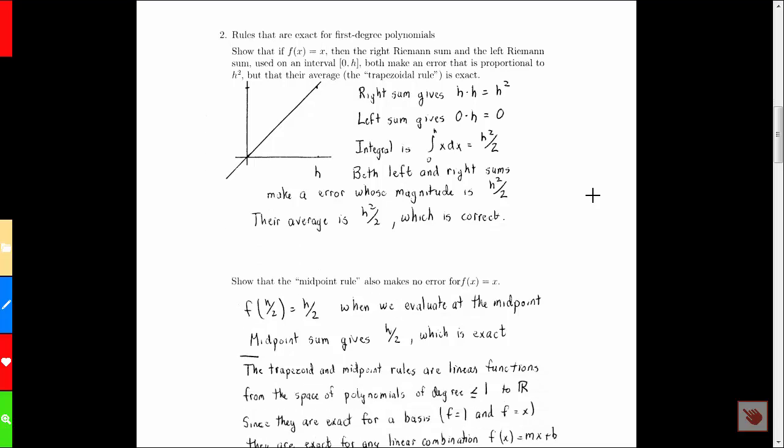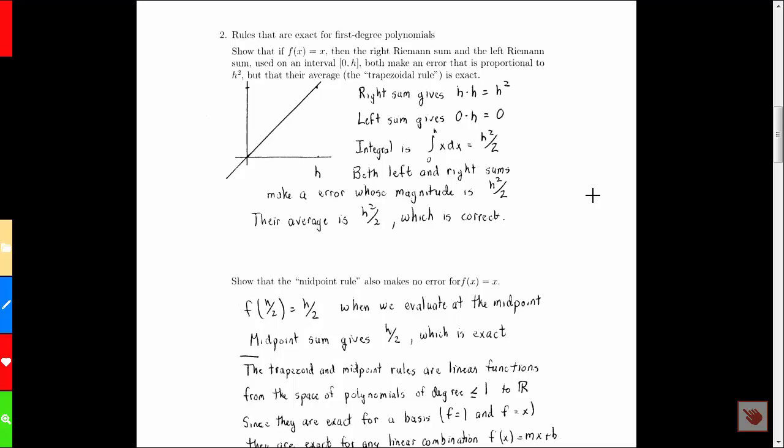Now let's look at some rules that are exact for first-degree polynomials. I'm going to consider just integrating the identity function f of x equals x on the interval from 0 to h. And let's try this with the right Riemann sum. We evaluate the function at the right endpoint, where its value is h. We multiply by the width of the interval h, and we get an approximate value of the integral equal to h squared. If we use the left sum instead, then the value is 0 at the left endpoint, and our approximation to the integral is 0.